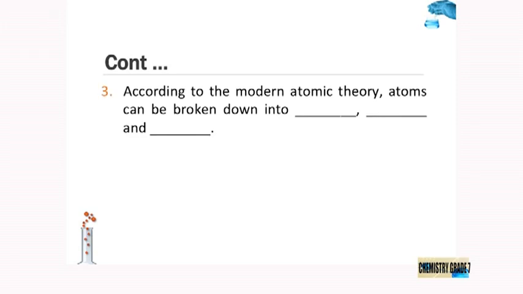According to the modern atomic theory, atoms can be broken down into what three substances? Electrons, protons, and neutrons.